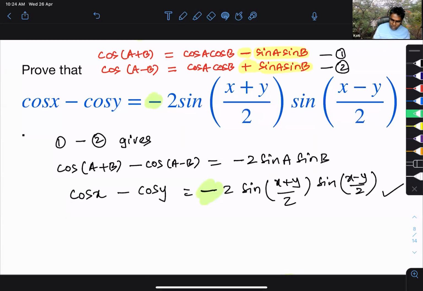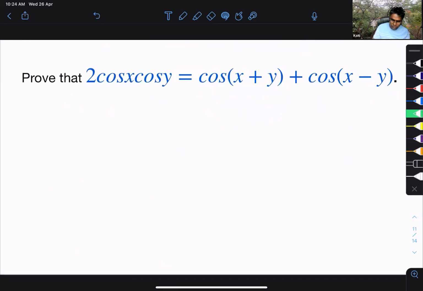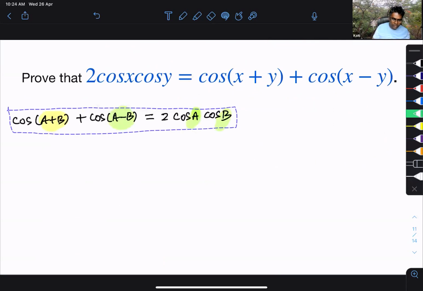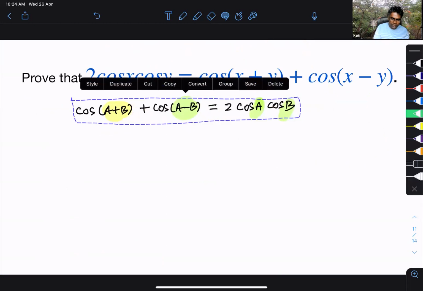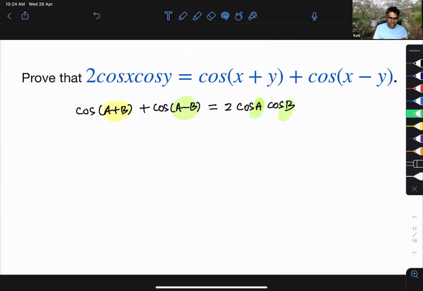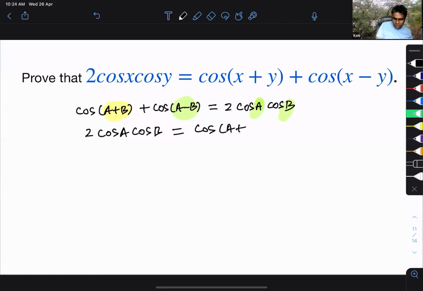So let's go to that slide. I'll put it here. And then you'll immediately see, maybe not immediately, but can I exchange the sides? Okay, I can exchange the sides, right? So I can write 2 cos A cos B is equal to cos of A plus B plus cos of A minus B.